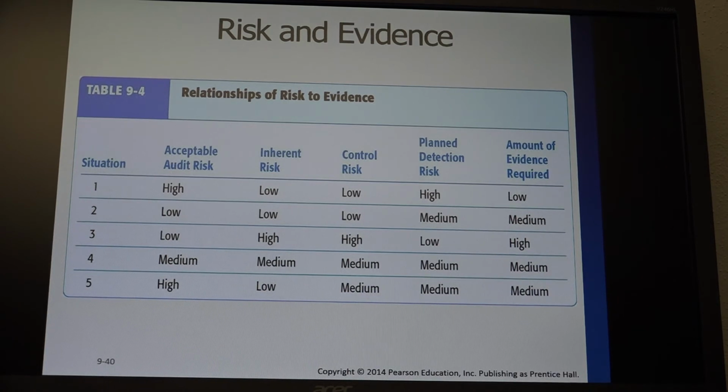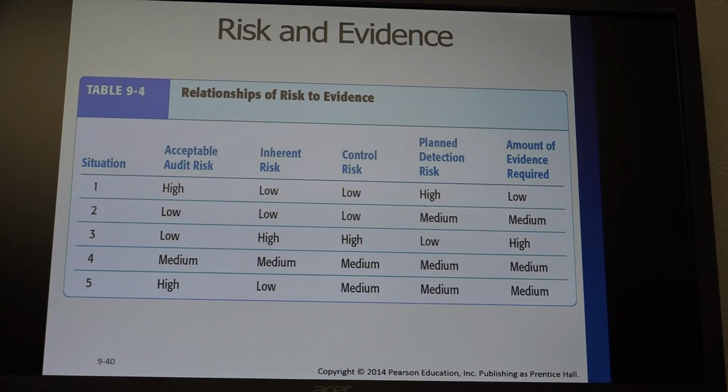And so this is the relationship of risk to evidence. If you look at situation 1, you have an acceptable audit risk that's high. Inherent risk is low. That's good. Control risk is low. That's good, meaning they have good internal controls. Because they have good internal controls, planned detection risk is high. So the amount of evidence required is low.